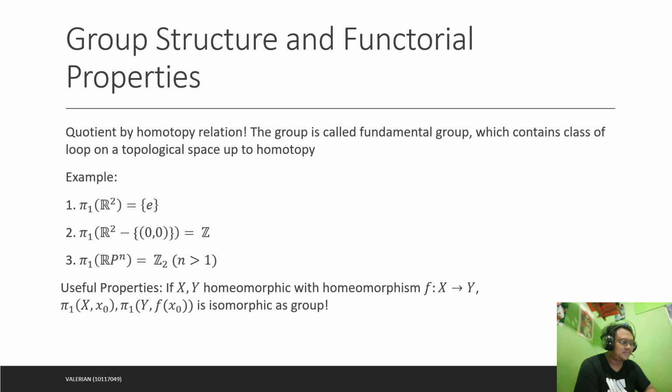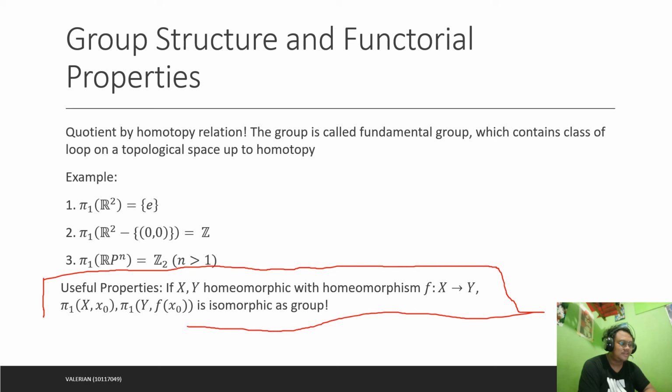I give several examples here, which I will not go into detail on, obviously, because it would take too long and it's complicated actually. But this is the most useful property. This means we have a very strong algebraic invariant that we can use to characterize topological spaces up to homeomorphism. And that's it. Thank you.